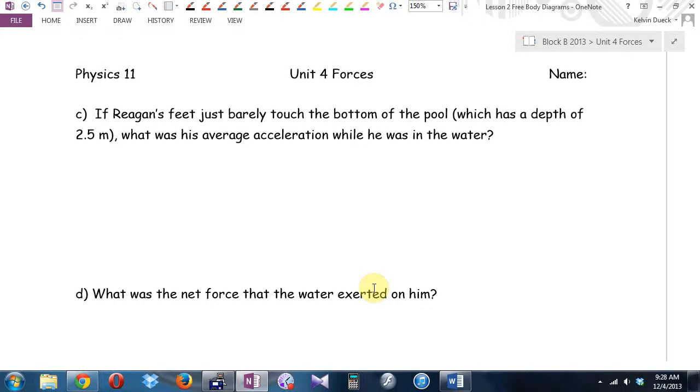Cross out the word pool, lake. I did say cliff jumping. It started out as a diving board question, then I went back and I changed it to make it a cliff because it sounded more interesting, but I forgot to change the second part of the question. So if Regan's feet just barely touched the bottom of the lake, which has a depth of 2.5 meters, what was his average acceleration while he was in the water?